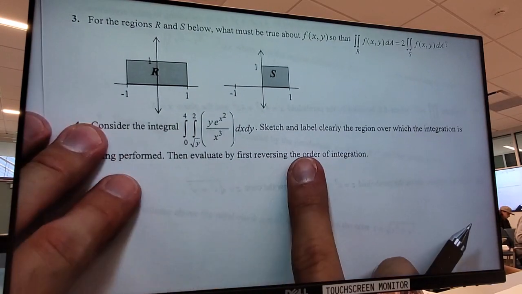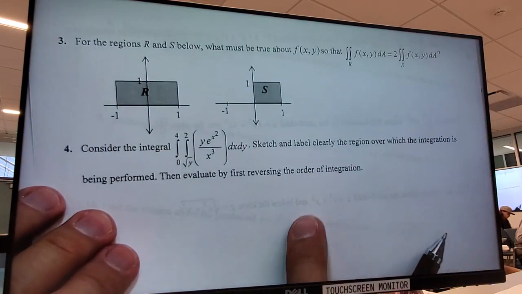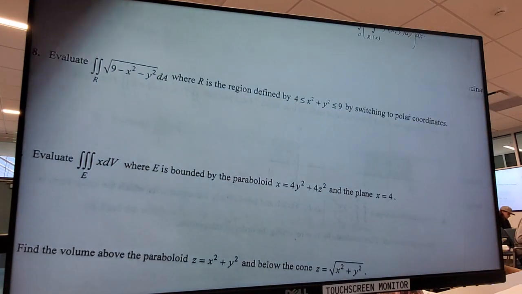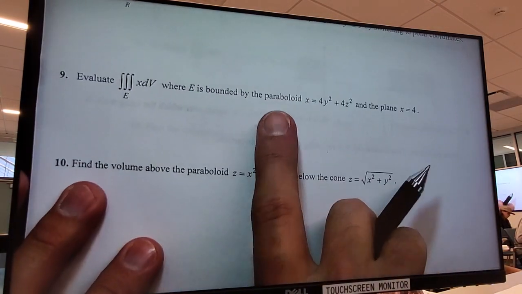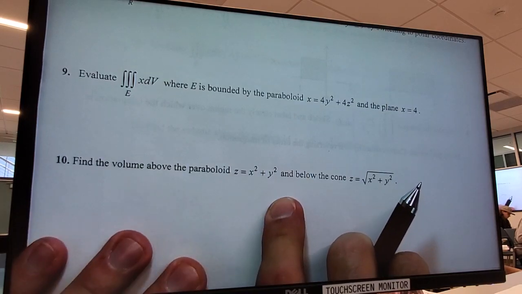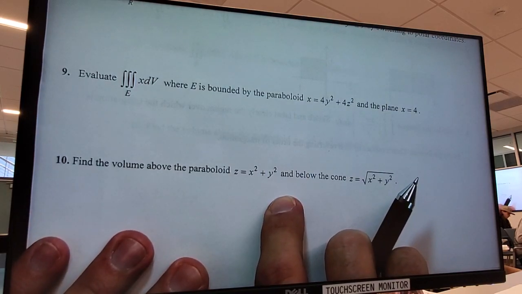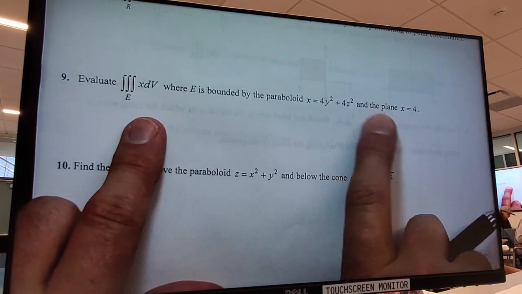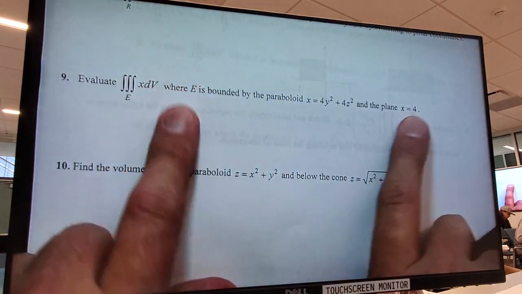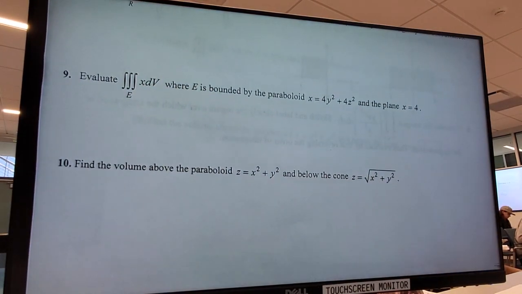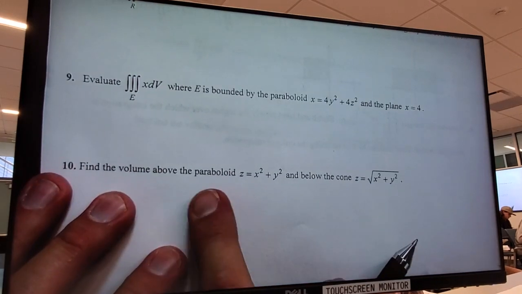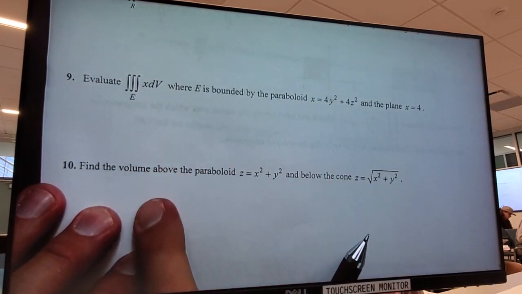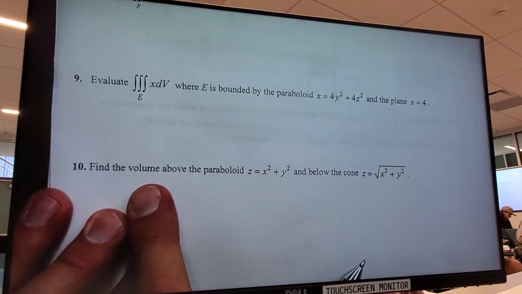So here's an example where you have to reverse the order of integration. The last 2 are a couple of triple integral problems, right? This one, I at least give you the form of it. This one I just say, find the volume. What is going to be inside the triple integral to do this? Just 1. I love it.